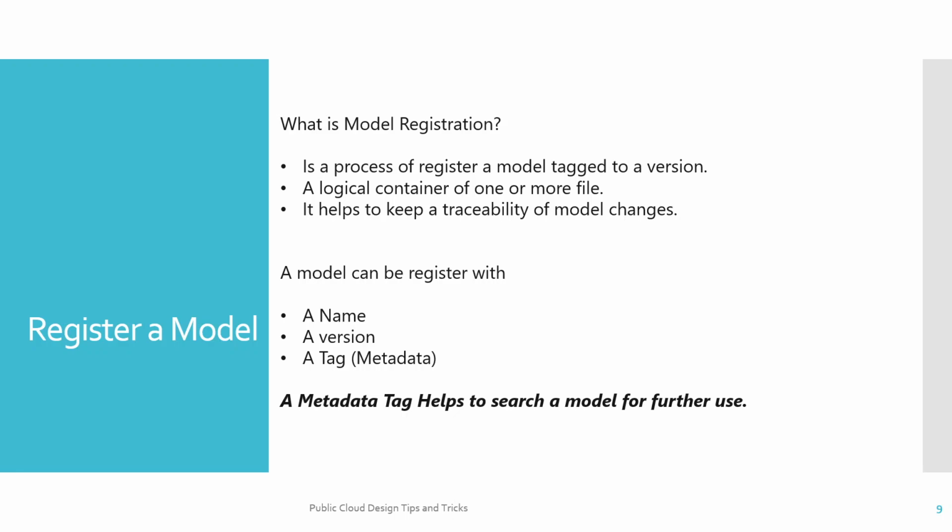The registry also helps you keep traceability of any model changes with the help of versioning. The nomenclature within the registry is that a model registry comes with a name, a version, and a metadata tag. The metadata tag helps you search for the model for future reuse. That is how you can define registering a model.